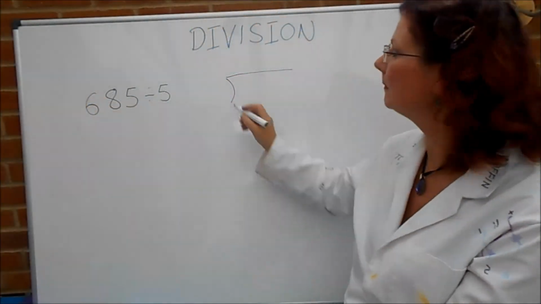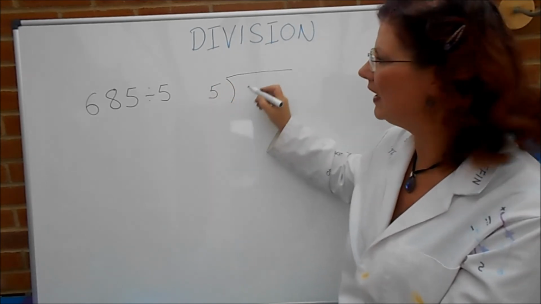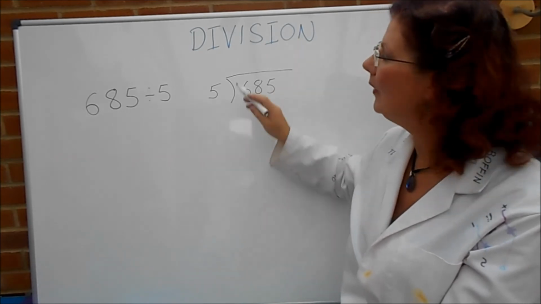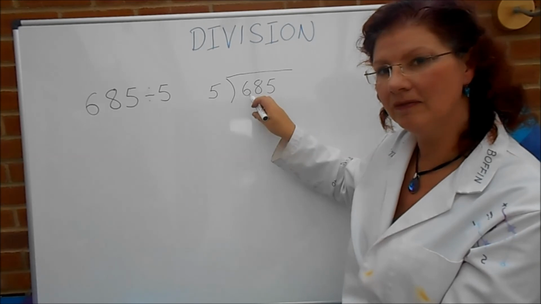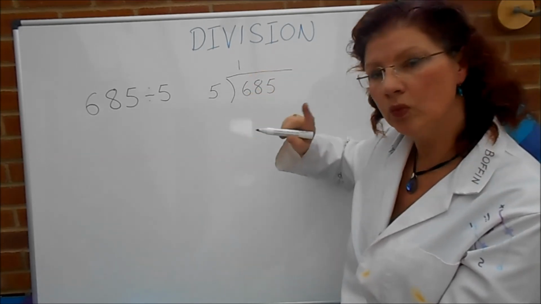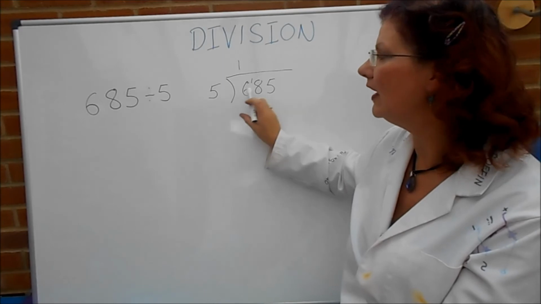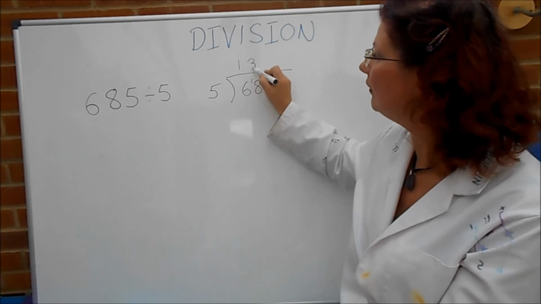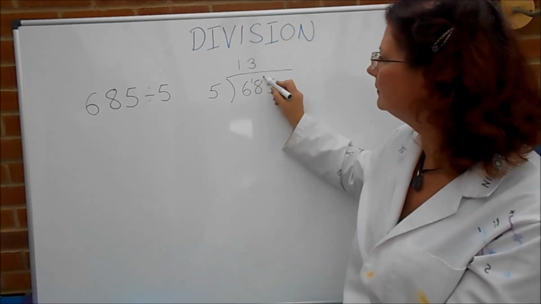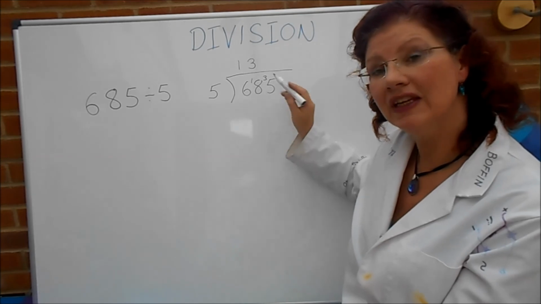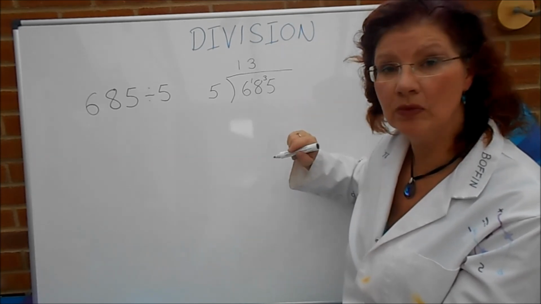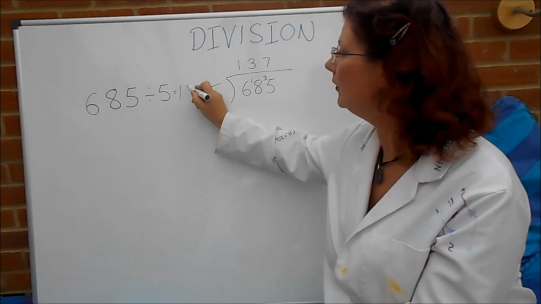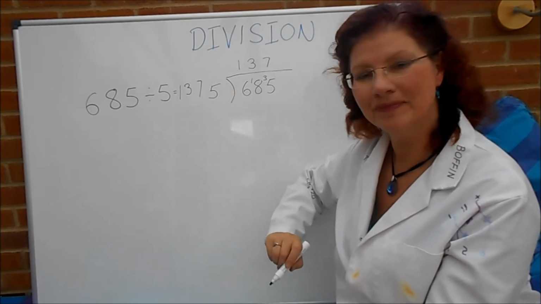Right, here's what we should be doing. 5 is outside in the rain, 6, 8, 5 underneath. And we say, how many 5s in 6? Well, there's 1 and 1 left over. How many 5s in 18? 3 5s are 15, so there's 3 5s and 3 left over. How many 5s in 35? That's an easy one. 5 7s are 35. So the answer is 1, 3, 7.